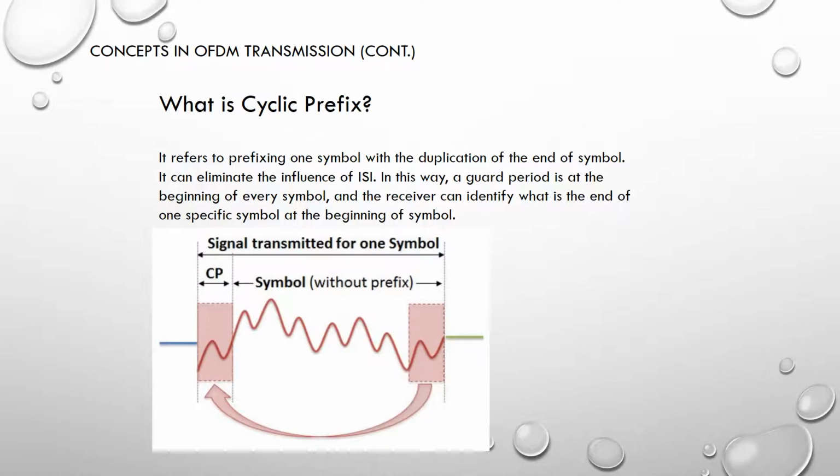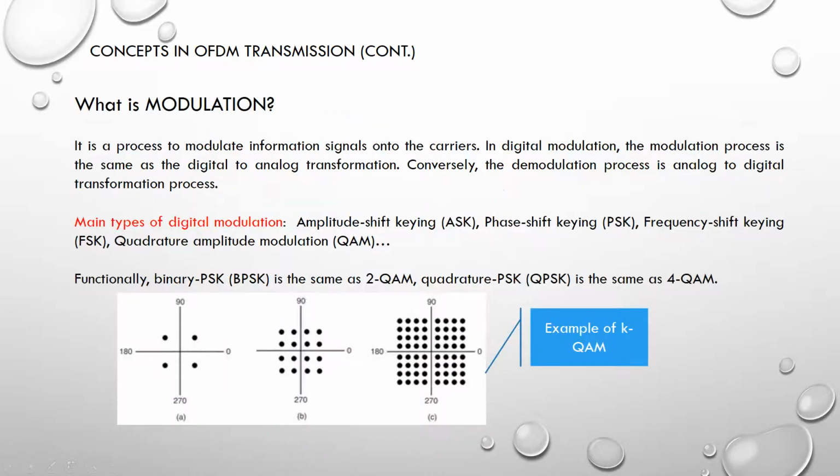What is cyclic prefix? It refers to prefixing one symbol with the duplication of the end of the symbol. It can eliminate the influence of ISI. In this way, a guard period is at the beginning of every symbol, and the receiver can identify the end of one specific symbol at the beginning of the symbol. This is an example of cyclic prefix.